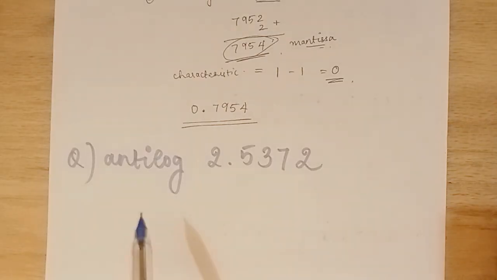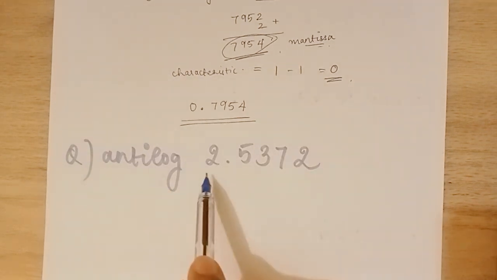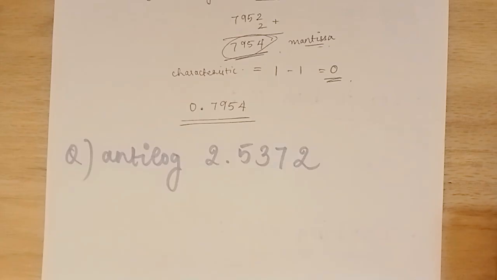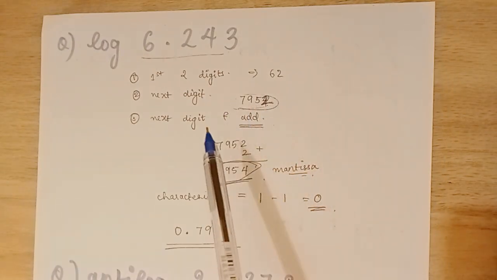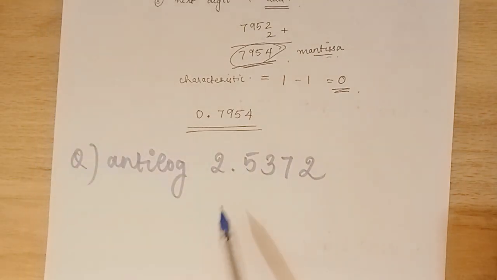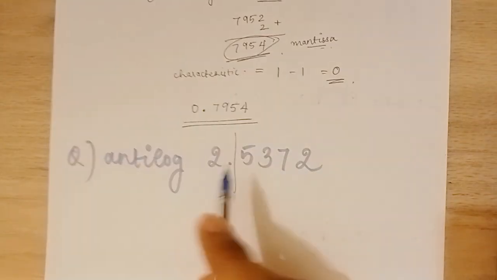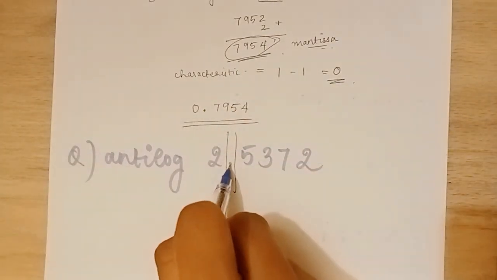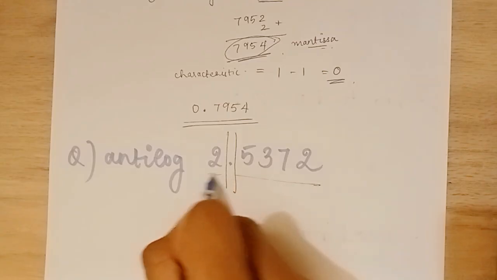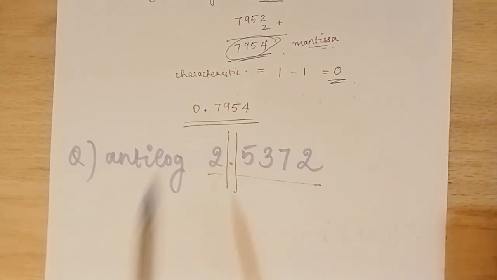Now let's have a look at how to find the antilog value. So this is the question. Find the antilog of 2.5372. If you understood how to find the log value, then antilog will be much easier. The first thing you'll do is split from the decimal point, and leave the characteristic behind. So this is the mantissa, this is the characteristic.